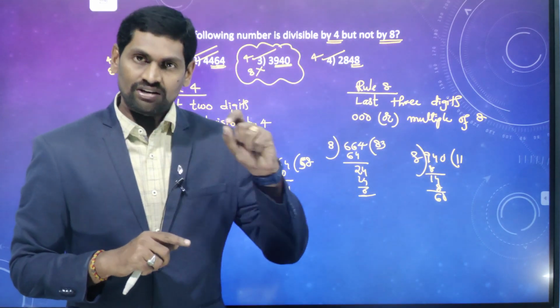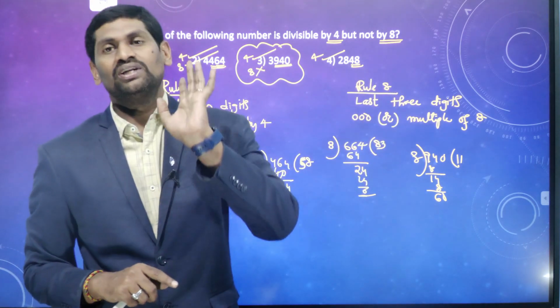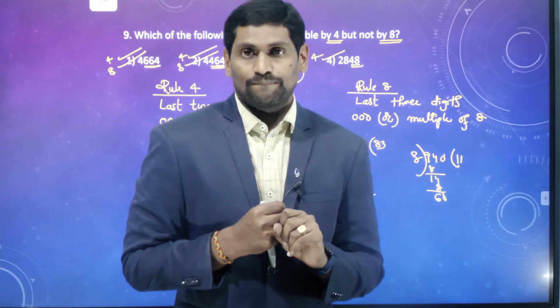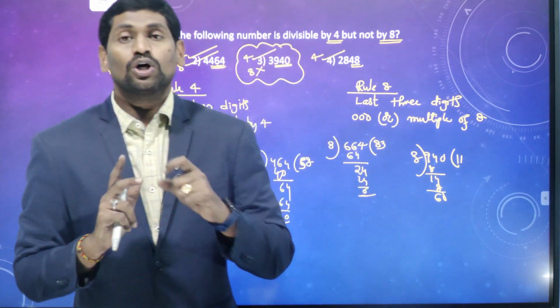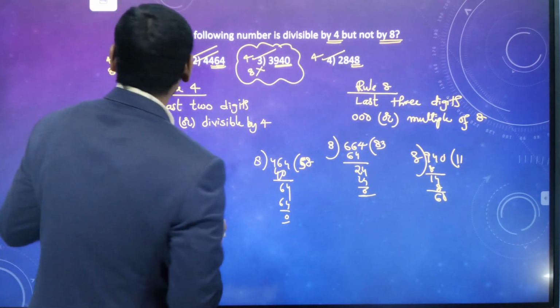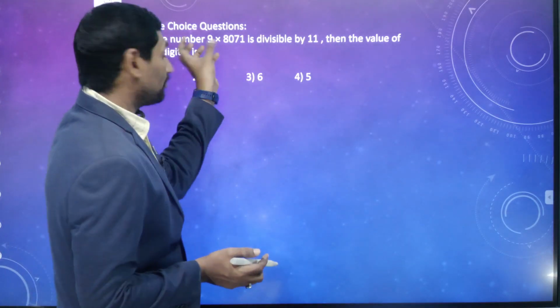That means among the four options, one number is not divisible by 8. It is divisible by 4 but not divisible by 8. Okay, right. So let us move on to the next question. Let us move on to the next problem, children.